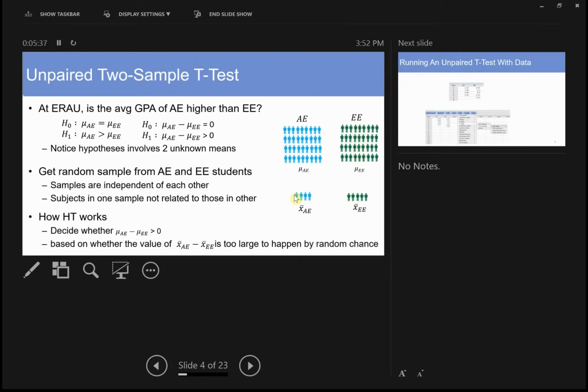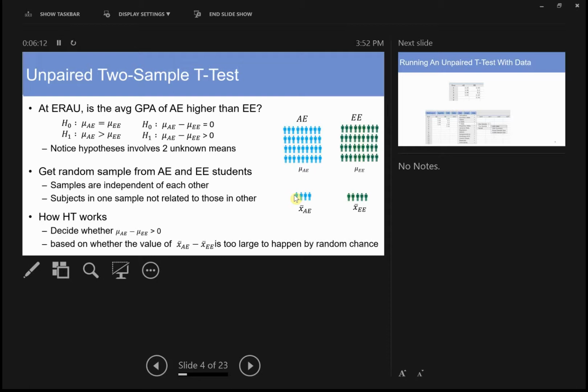I might want to know, for example, is the average GPA of aeronautical engineers higher than electrical engineers, right? That would be the same as testing this. So usually double E's are considered a really hard major, but here at Embry-Riddle, aeronautical engineering is probably the hardest major, so I might want to test this, right? So what would I be doing? Well, obviously, to do this test, the sample mean for the aeronautical engineer would have to be higher than electrical engineers, right?